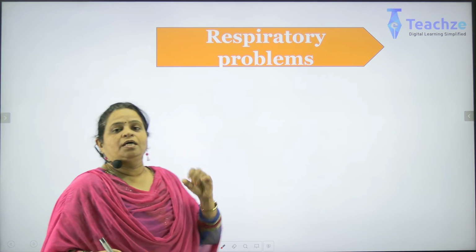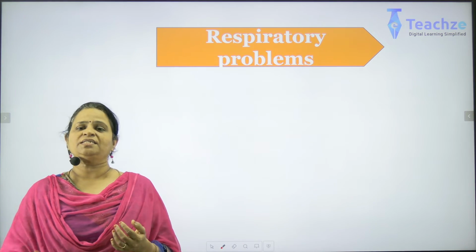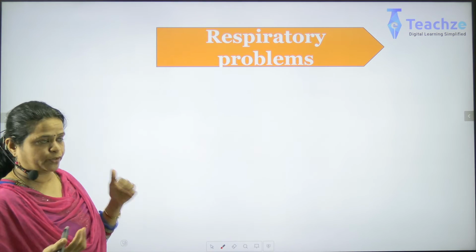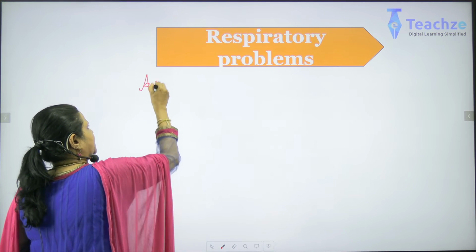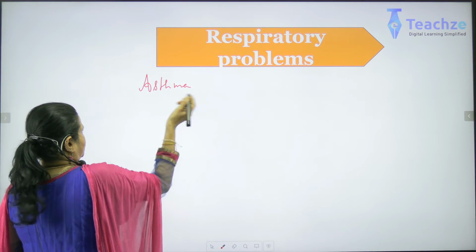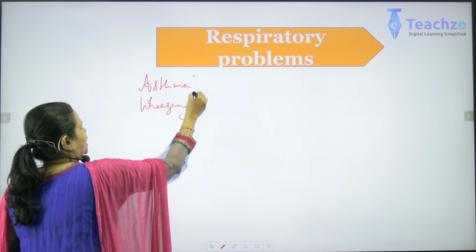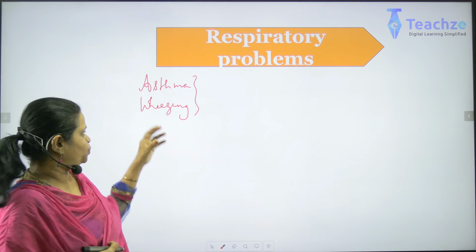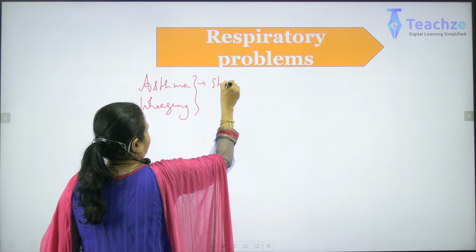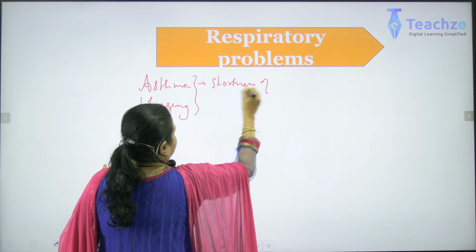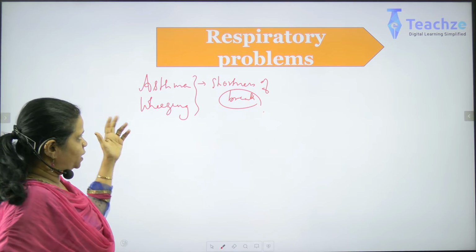Now, since we have understood the mechanism of breathing and how it happens, what are the general respiratory problems you come across? Many people are born with certain problems like asthma. You might also have wheezing at a younger age. Asthma and wheezing are both allergies. Wheezing happens seasonally, but asthma is a condition where there is shortness of breath. This is generally seen as a genetic condition. It comes right from your childhood.